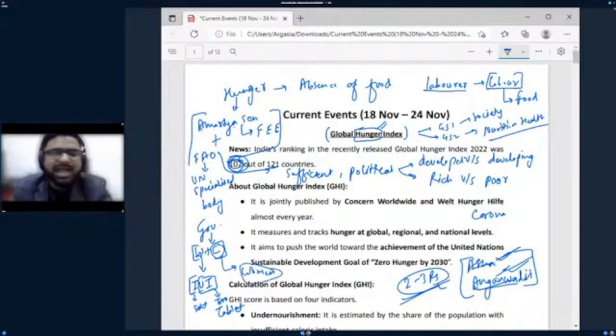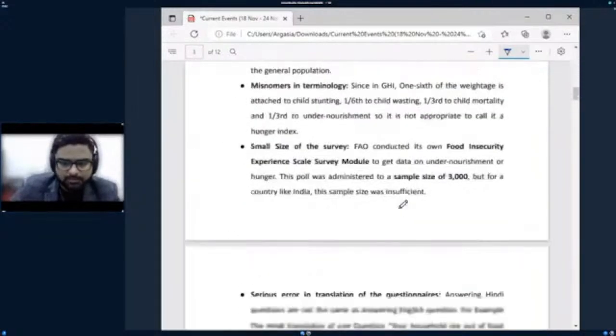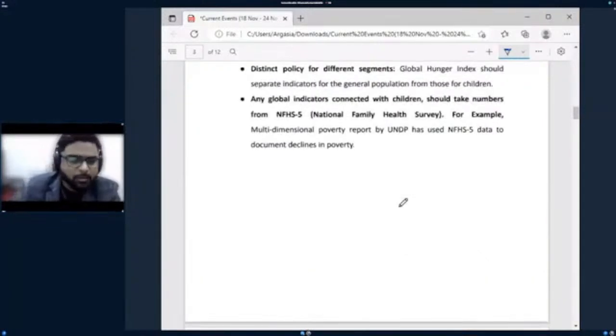The problem that we have in India, according to the Economic Survey's analysis, is that women in India either begin their pregnancy at a very low weight or do not gain sufficient weight. Okay, now the problem that we have in case of child nutrition.